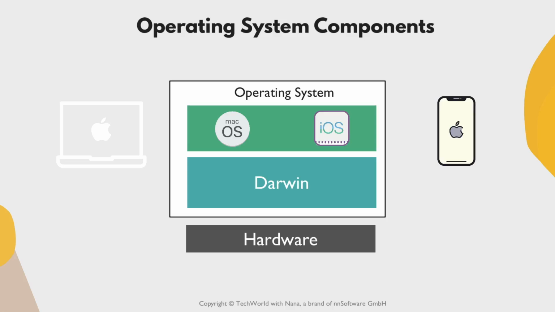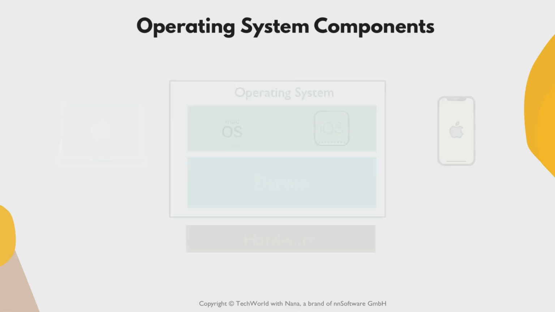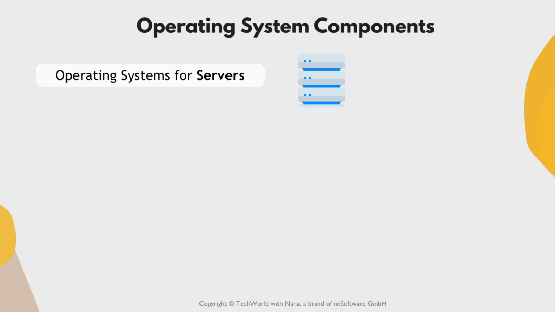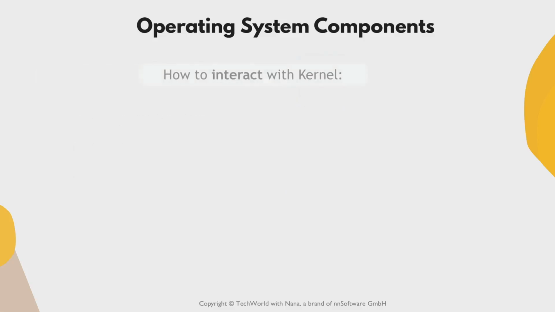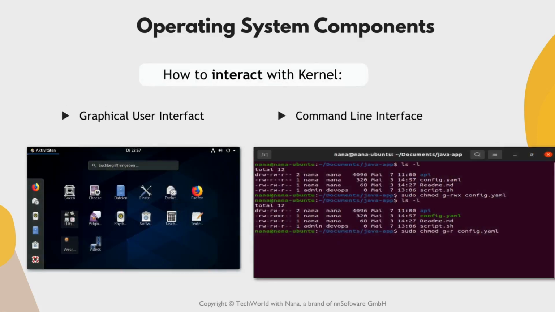Apart from the desktop operating systems, which are installed on your personal computer or laptop or a mobile device, you also have server operating systems, right? Most of which are also based on Linux, but have a much leaner application layer. So it's more lightweight and performant. For example, server operating system distributions usually do not have a graphical user interface or other user applications like browsers or players, etc. You just have a command line interface to interact with the machine. So the graphical user interface or command line interface of the application layer is used to interact with the kernel, which means the kernel can't be accessed or used without the operating system's user layer.